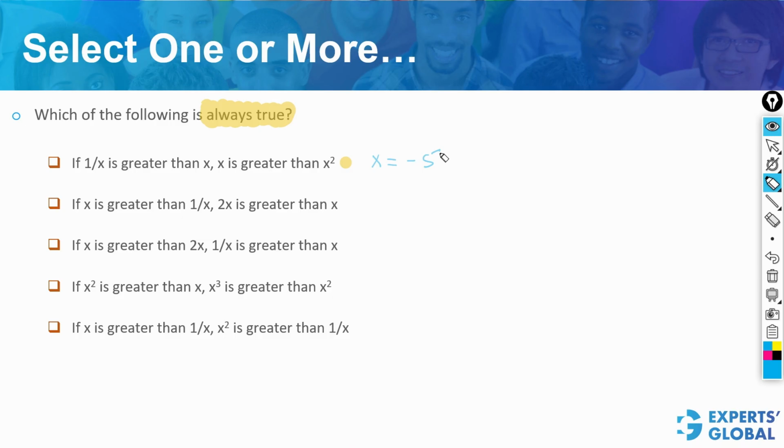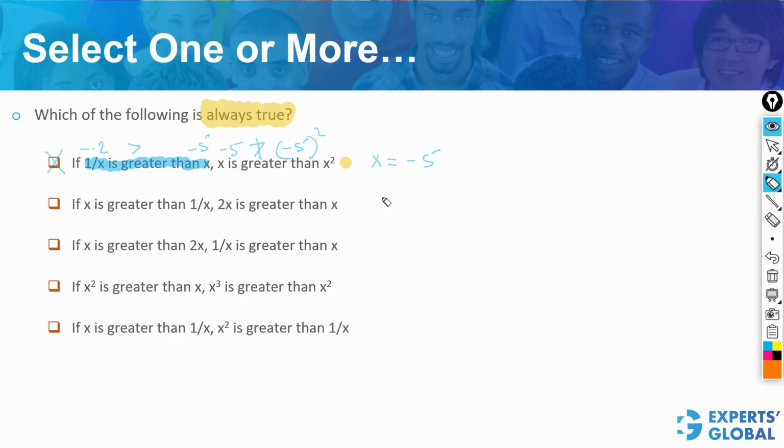The first expression will not hold for a sizable negative value of x, for example, x equals -5. In such a case, you see that 1 by x becomes -0.2, which is greater than -5. So the first condition is met here. However, the second condition is not met because -5 is not greater than -5 squared, which is 25. Therefore, this answer choice can be eliminated.